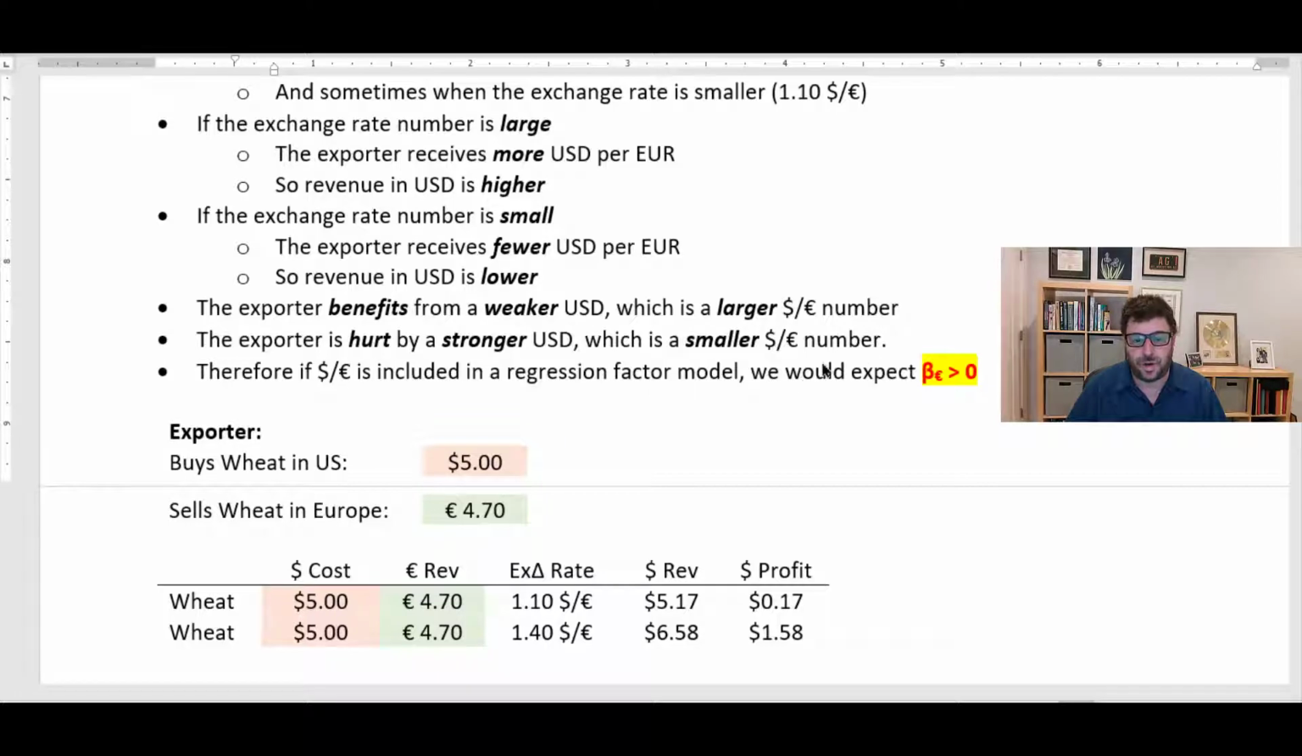Because when the number gets bigger, we multiply it by something positive that increases the return for the corporation. So the exporter buys wheat in US dollars and sells wheat in euros. So here's the wheat cost, here's the revenue in euros, here's the exchange rate, and so here's the dollar revenue, which is the 4.70 times the exchange rate. And so the profit is 17 cents when it's 1.10, and the profit is $1.58 when it is 1.40. And so an exporter benefits from a weaker dollar and is hurt by a stronger dollar, and therefore I would expect a positive beta euro.